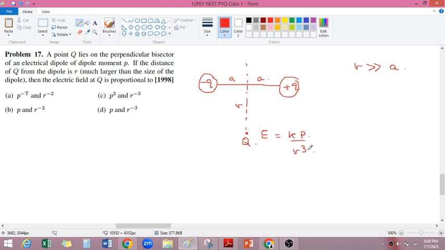Anybody remember this correctly? Nobody remembers this? Yes, sir. So that means the electric field at Q is proportional to P and r cube. So P and r cube in the denominator. So that means this would be the correct answer.